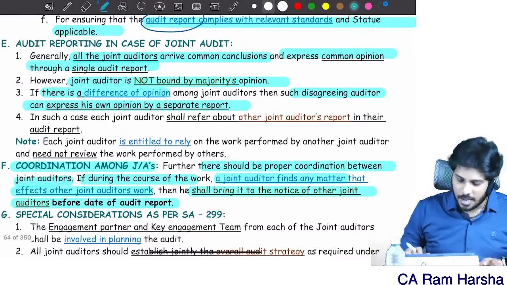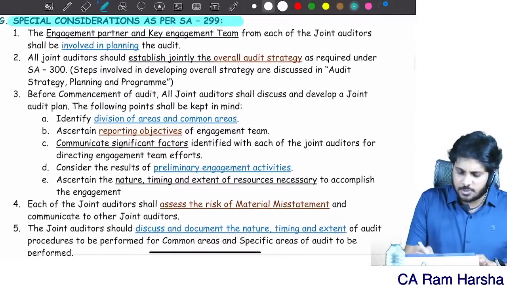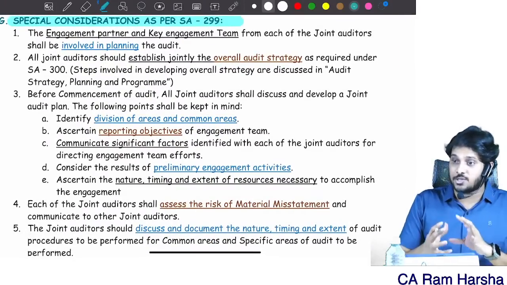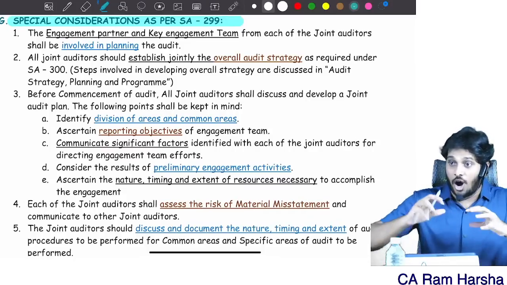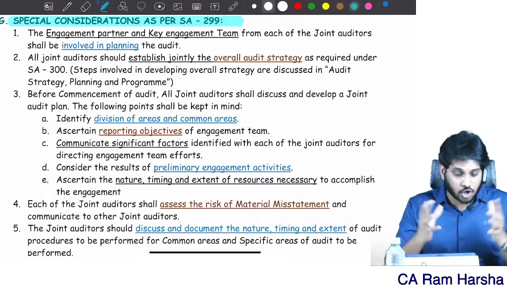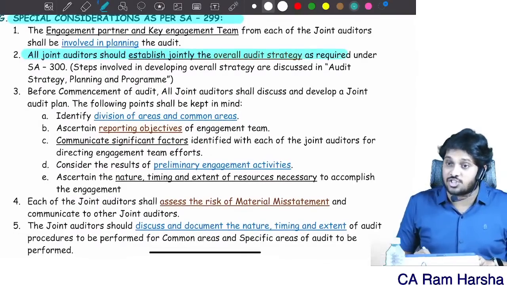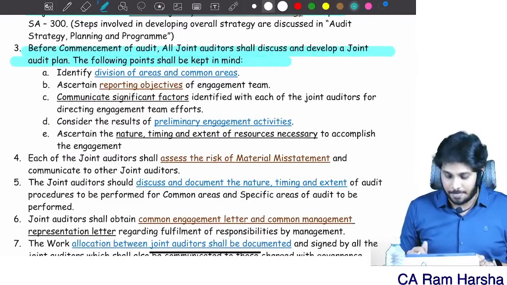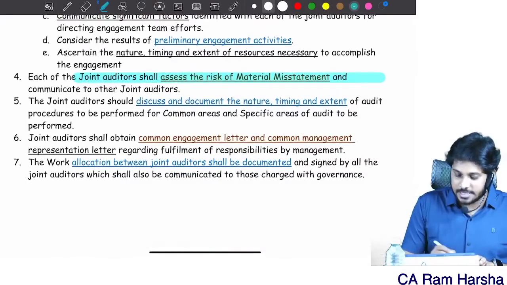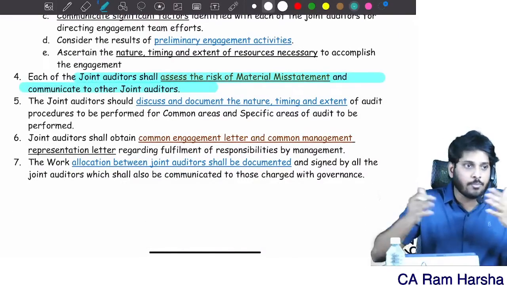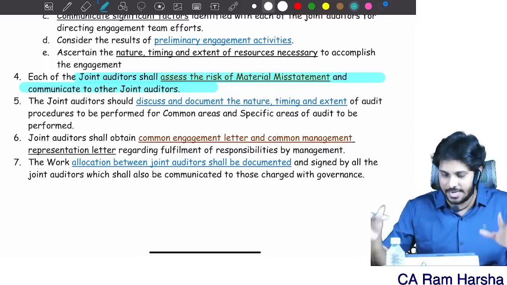Understood? Now in joint audit, what are the special considerations? All the joint auditors together should develop an engagement letter and give it to the company. All of them should commonly get a management representation letter. All the joint auditors should be involved in development of strategy. All the joint auditors should develop the joint audit plan. And joint auditors shall assess risk. All of them shall participate in the risk assessment process and inform the other joint auditors about the risks that they identify.